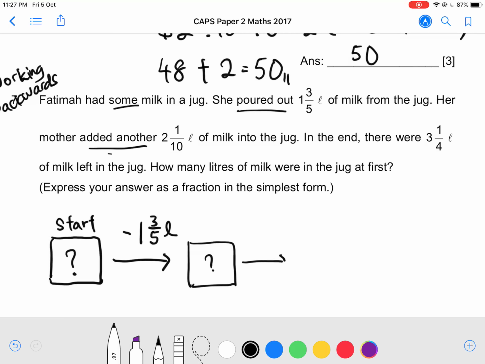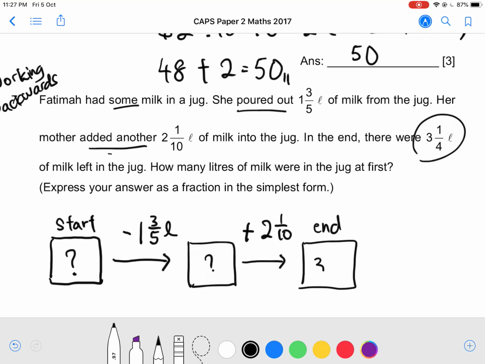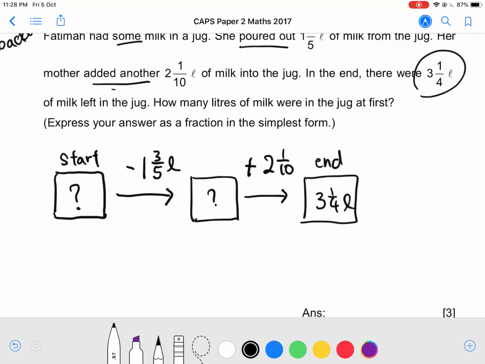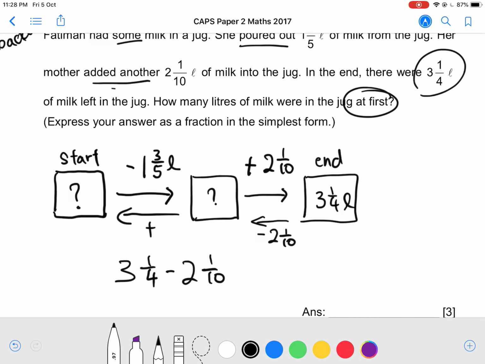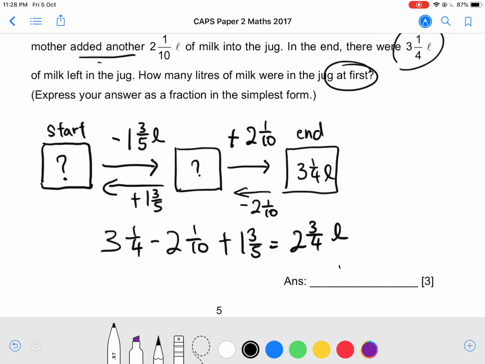And the mother added, wow, the mother added, so add in 2 whole 1/10, and in the end, we are reaching the end, there were 3 whole 1/4. Okay, so working backwards will mean when you want to work backwards, you use the end figure, you go backwards, right? You reverse your operation. And then you also reverse back because you want to find out at first, which is the first question mark. Add back 1 whole 3/5. So if you use your calculators, you will be able to get the answer 2 whole 3/4 liters as the answer. Remember your units as well.